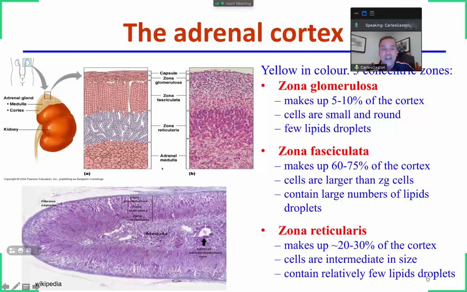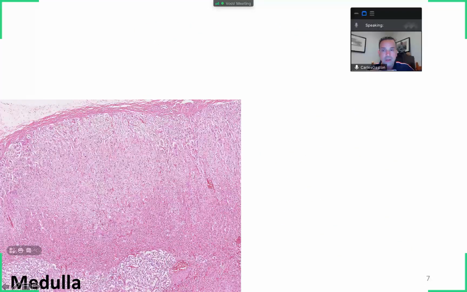The zona reticularis makes up 20 to 30% of the cortex. Cells are intermediate in size and contain few lipid droplets. So here is a little bit more of the histological anatomy. We go from inside to outside, or from outside to inside, doesn't matter: capsula, zona glomerulosa, zona fasciculata, zona reticularis, and the internal medulla.